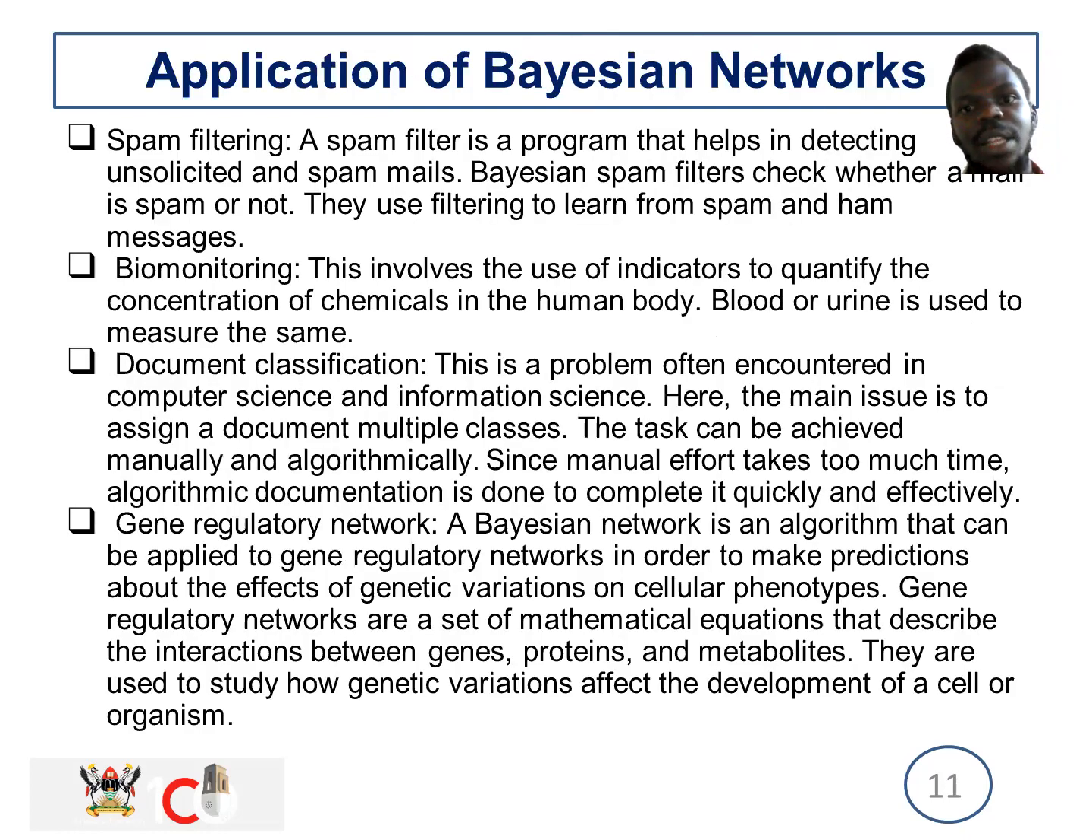So these are some of the applications of the Bayesian networks. Used in spam filtering, it's a program that helps detect unauthorized and spam mail. It's used in biomonitoring. This involves the use of indicators to quantify the concentration of chemicals in the human body, like blood or urine, which is used to measure the same. Document classification. It's also used in gene regulatory networks. The algorithm can be applied to genetically engineered networks in order to make predictions about the effects of genetic variability on cell phenotypes. This can be used to indicate the interactions between different genomes, proteins, or different organs or cells in the body.